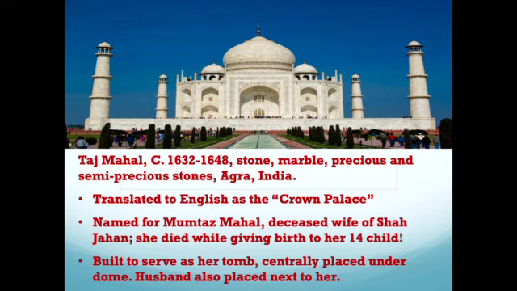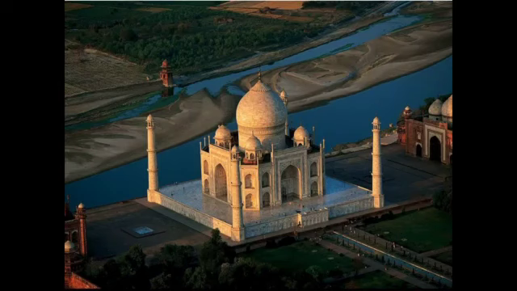She is the deceased wife of Shah Jahan, and she died while giving birth to the 14th child. She was pretty busy. And it was built to serve as her tomb. It was centrally placed and her tomb is essentially placed under that large dome, and her husband is actually placed next to her. We see there the symmetrical quality. It's on the banks of a river with the reflecting pool going down the central axis, but very balanced, very harmonious.